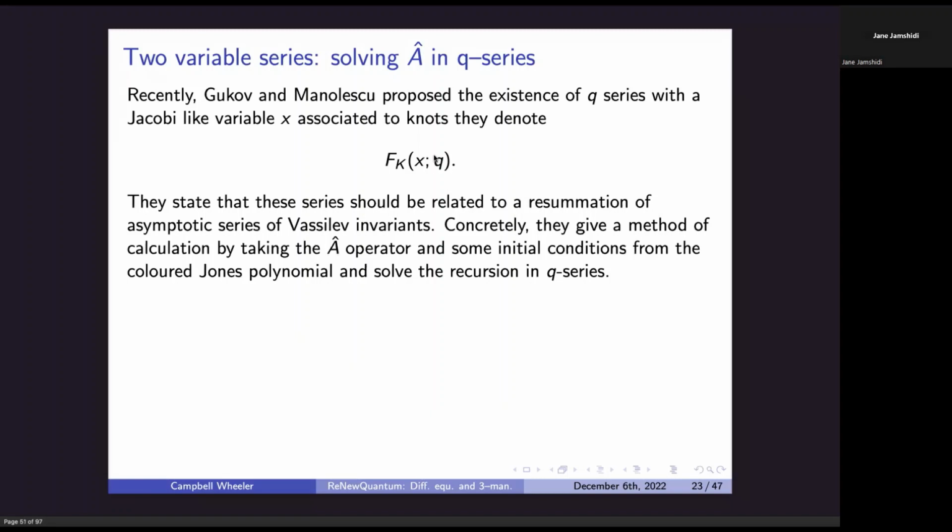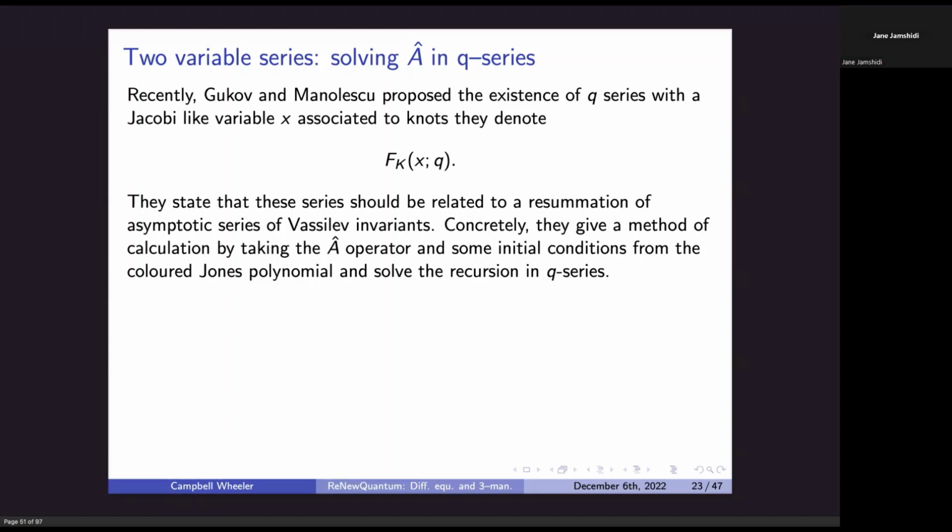In particular, they want this to be some kind of resummation of Vassiliev invariants. It's not clear exactly to me what kind of resummation is happening, but regardless, they give a concrete way of computing this using the A-hat operator. From a knot, we saw before that the colored Jones polynomial satisfies a recursion, and this gives me this A-hat operator. And so I can take that operator, and instead of the colored Jones solution, I can now look for solutions in q-series.